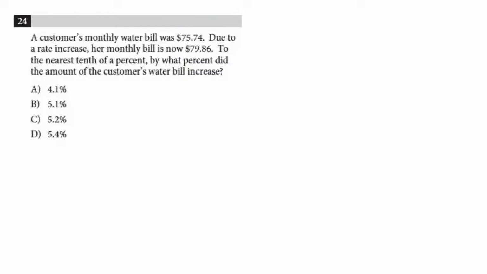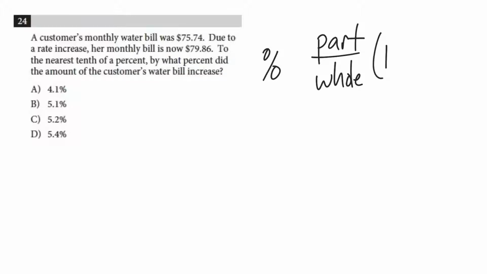Okay, well, if we want to find percent, it's going to be part divided by the whole. Then we have to multiply by 100. This first piece will give us a decimal, and then we're going to have to multiply by 100 to turn it into a percent. So the part is the amount of increase.